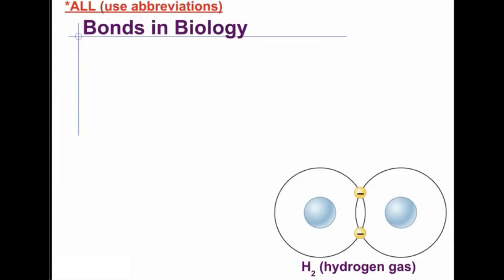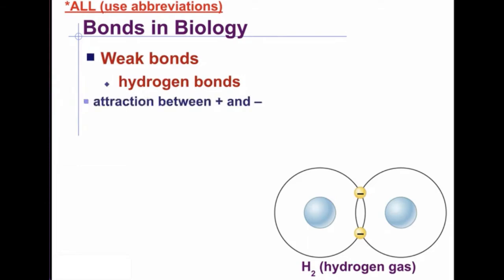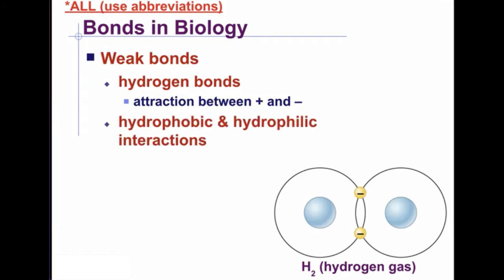Now, bonds in biology. So why are bonds very important? First and foremost, there are what we call weak bonds. And these weak bonds are normally hydrogen bonds, which are an attraction between a positively and a negatively charged particle. And mostly it's hydrophobic and hydrophilic interactions.